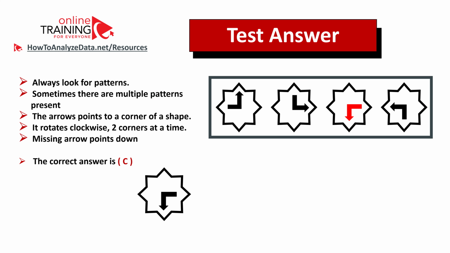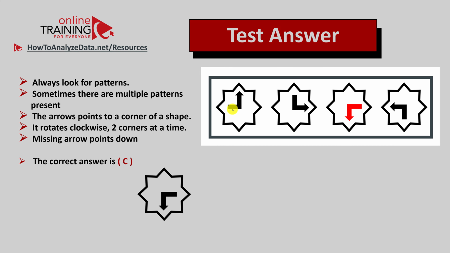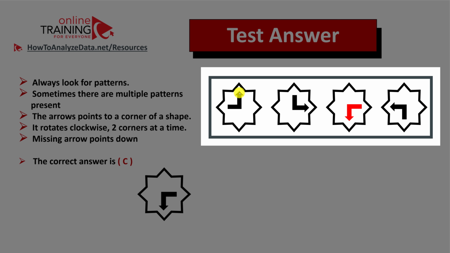As usual, the answer might be a lot simpler than you think. But the key is to always look for patterns. So take a look at the patterns here with the shapes. The first shape, arrow points to 12 o'clock. Second shape points to 3 o'clock. You see that it clicked 2 positions between the first shape and the second shape.